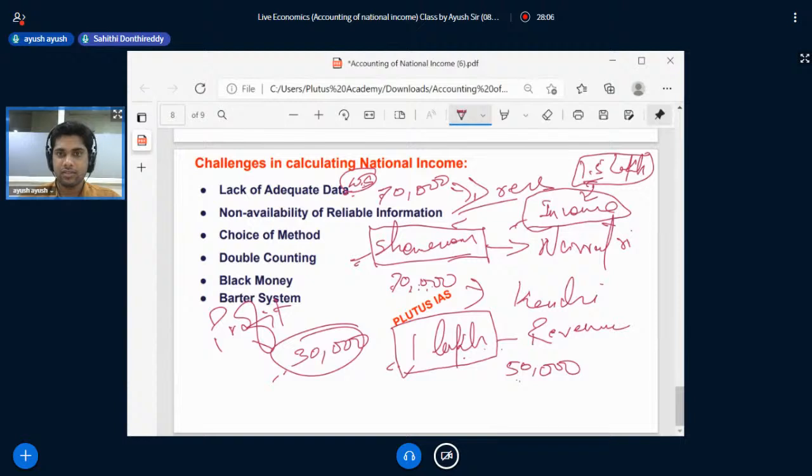Yes, Sai. Suppose someone is a software employee, so he gets salary, right? Do we call it revenue or income? That will be called revenue. Whatever main occupation one does, that's called revenue. Suppose that you are a software engineer and your income is around 50,000 rupees. So that will be your revenue.